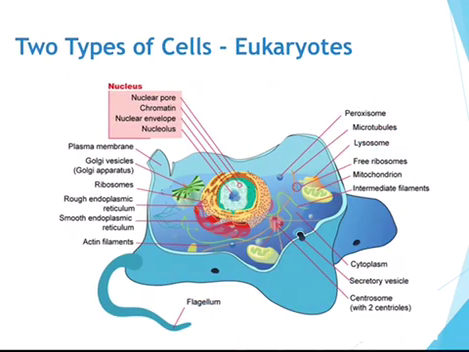And so here is a picture of your eukaryotic cell, much more complex than the prokaryotes. You'll notice all of these off to the side here. These are all different organelles found within eukaryotic cells.